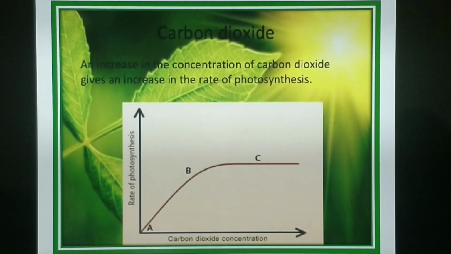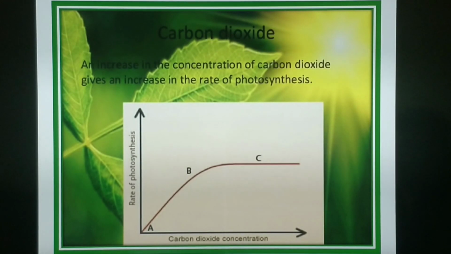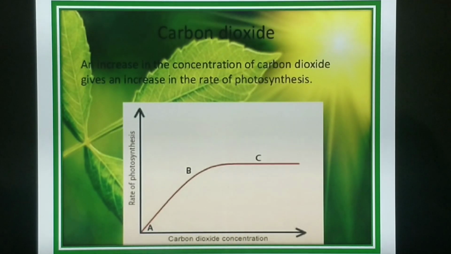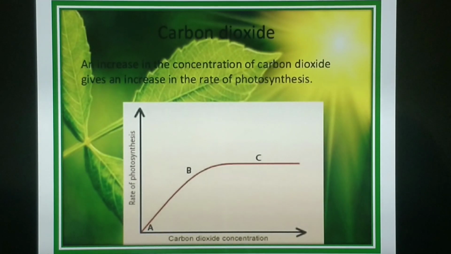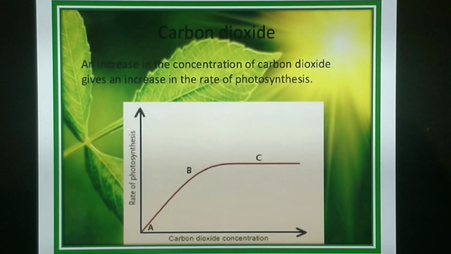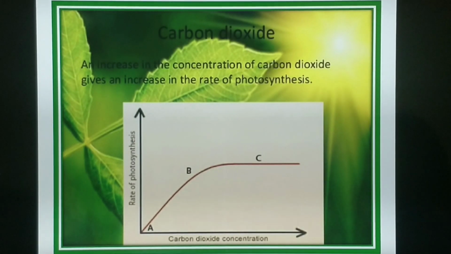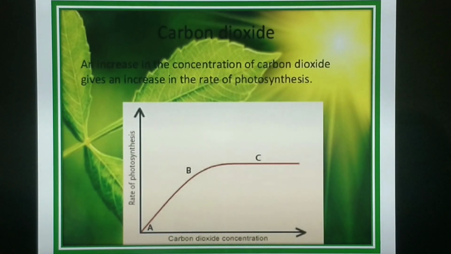An increase in the concentration of carbon dioxide gives an increase in the rate of photosynthesis. Again you can see here that on the x-axis we have taken carbon dioxide concentration, and on the y-axis the rate of photosynthesis is taken. And the graph shows that as the carbon dioxide concentration is increasing, so does the rate of photosynthesis. But again a time comes when the rate of photosynthesis levels off.